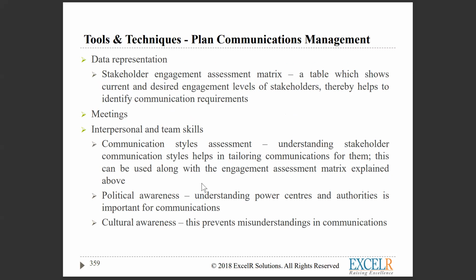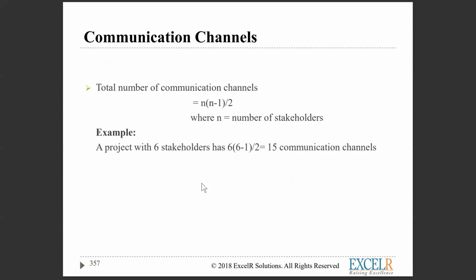Ismail, can you elaborate a little bit on communication channels? See, let's say, for example, you are having six stakeholders in your project, right? There is a formula: n into n minus 1 by 2, where n is nothing but the stakeholders. 6 into 6 minus 1, 6 into 5, 30, 30 divided by 2, 15 communication channels. So that means 15 communication channels, like different types of communication channels we will prepare for those 6 stakeholders. So how will we do that?